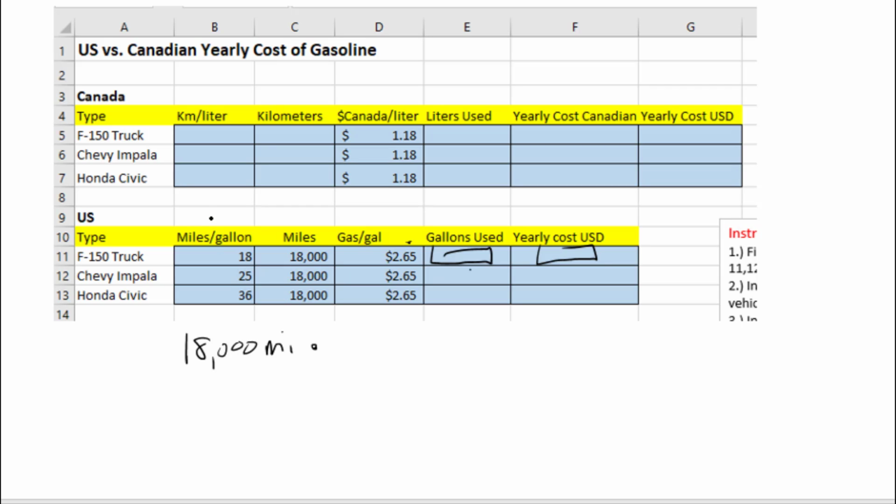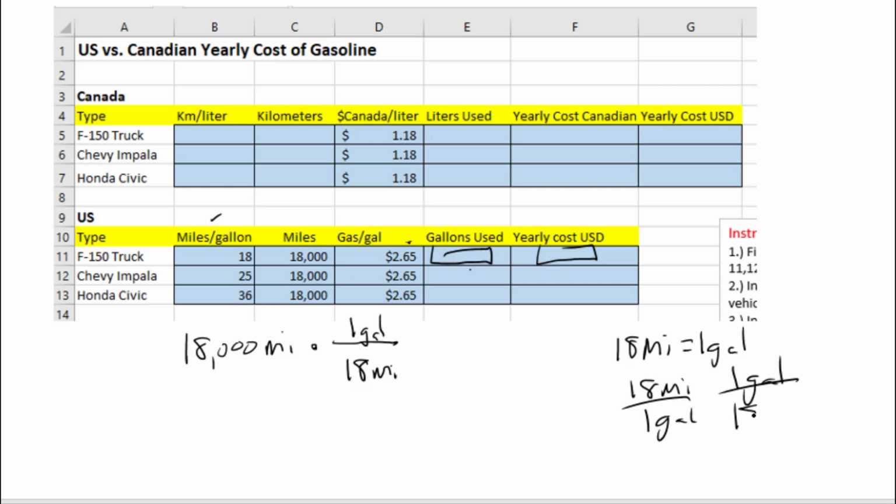I'm going to multiply that. This is 18 miles per gallon, right? I want the miles on the bottom. So that would be 18 miles per 1 gallon. That's an equivalency in this relationship: 18 miles equals 1 gallon. And I can either put that this way or I can put it this way. And they're equivalencies for this situation. So here the miles cancel, and I'm left with 18,000 divided by 18. Whatever gallons I get, I'm just going to put a number.